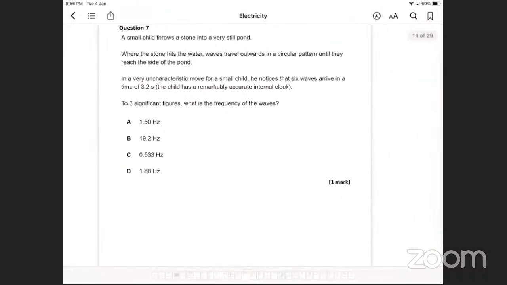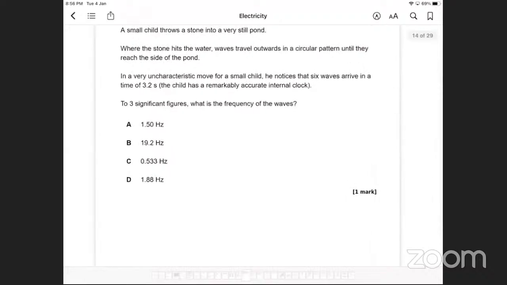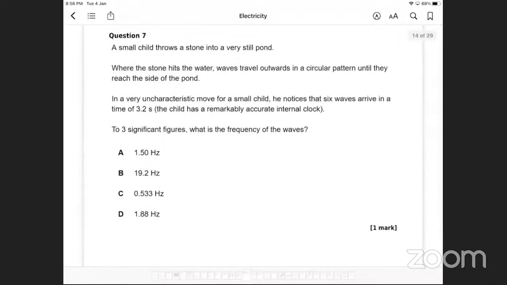Number 7 says a small child throws a stone into a very still pond. Where the stone hits the water, waves travel outwards in a circular pattern until they reach the side of the pond. In a very uncharacteristic move for a small child, he notices that 6 waves arrive in a time of 3.2 seconds.